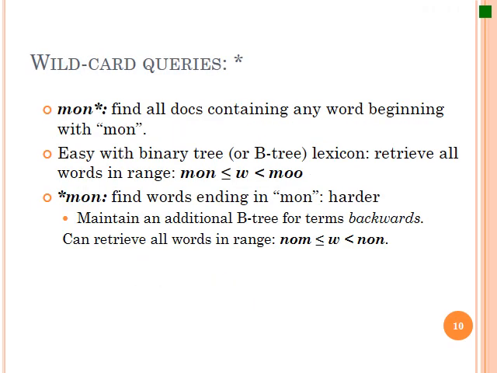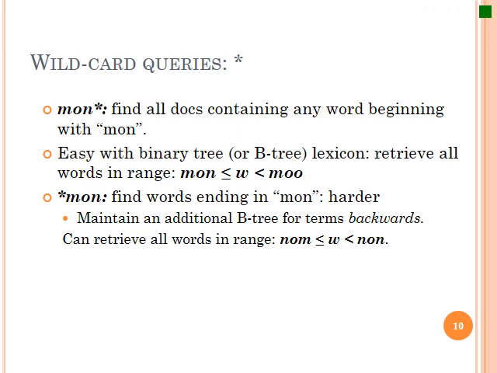So now, once you have these data structures, suppose that you have a B-tree or binary tree, you can handle some kind of tolerant retrieval tasks.